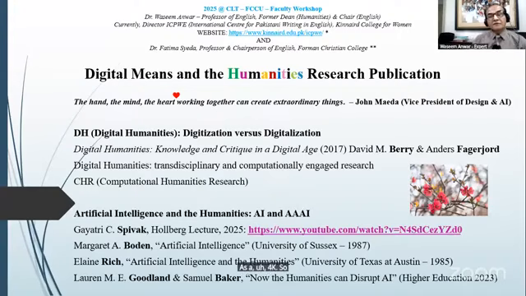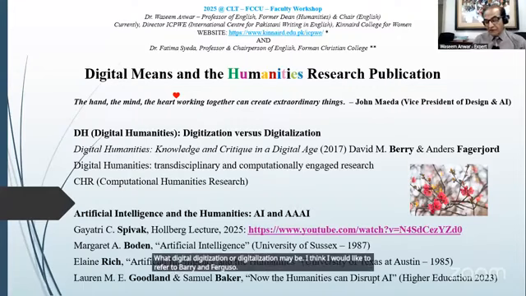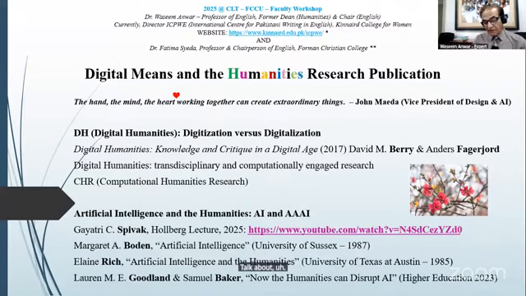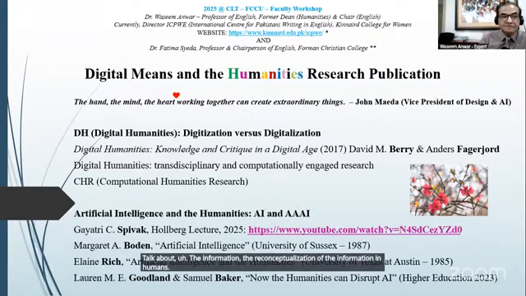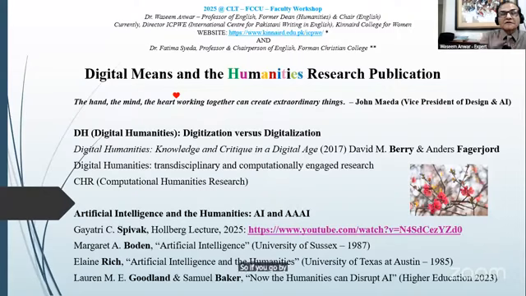So without further details regarding what digitization or digitalization may be, I would like to refer to Barry and Fegajord, who talk about the reconceptualization of information in the humanities. If you go by this quote on the top, the hand, the mind, the heart working together can create extraordinary things. And that is what humanities does. It creates extraordinary things.